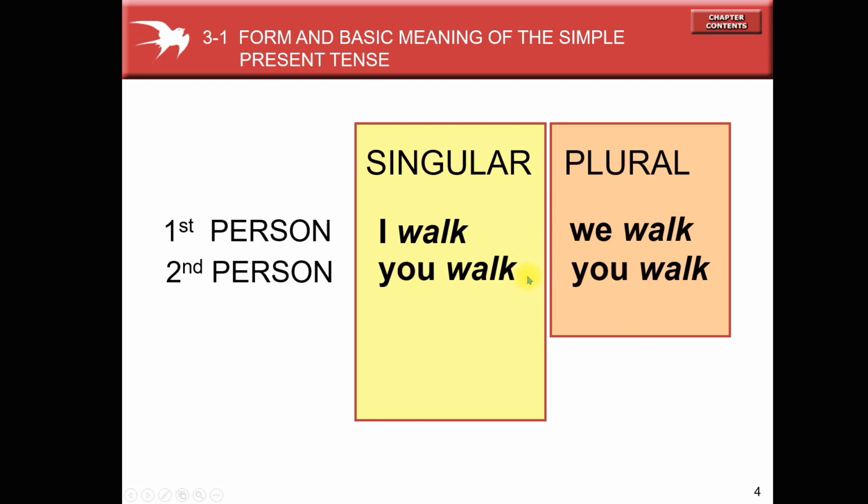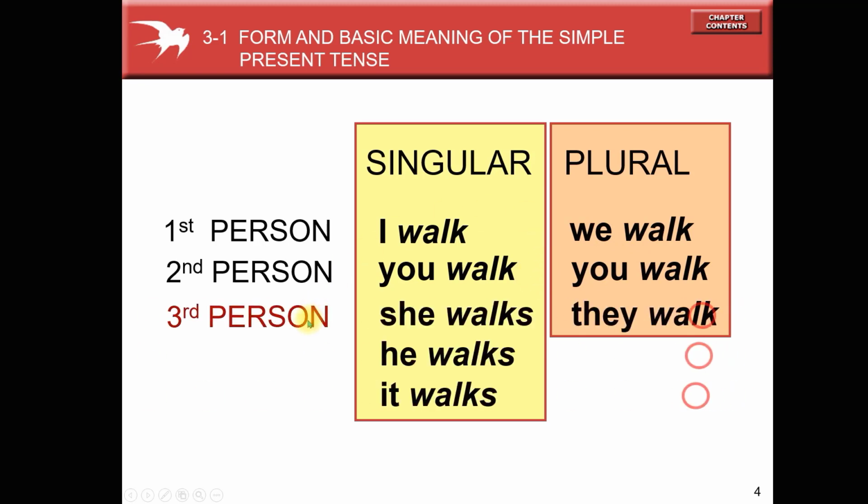So, on the third person, it's different. Because she, he, it, we had to add the letter S. She walks, he walks, it walks. And the plural form is they. They walk. So we have first, second, and third person. On the third person, he, she, it, we add S in affirmative. Continue.